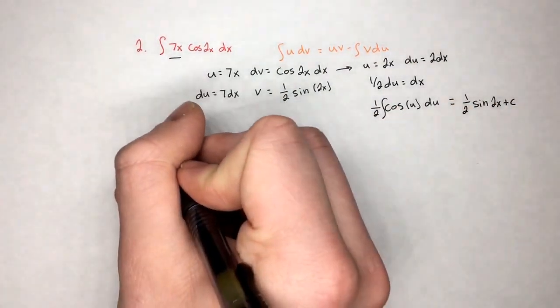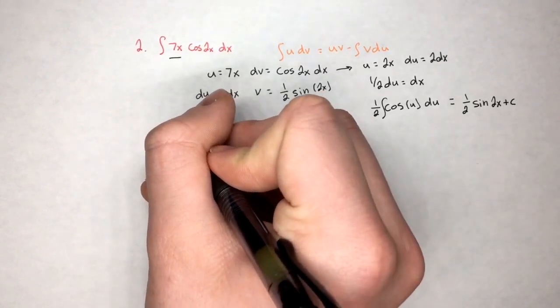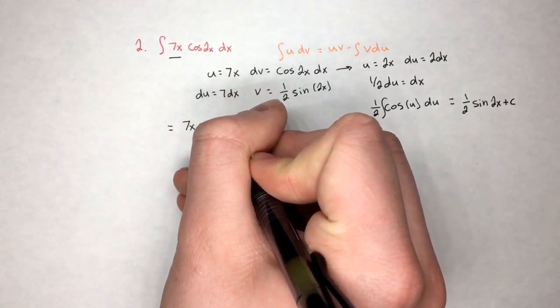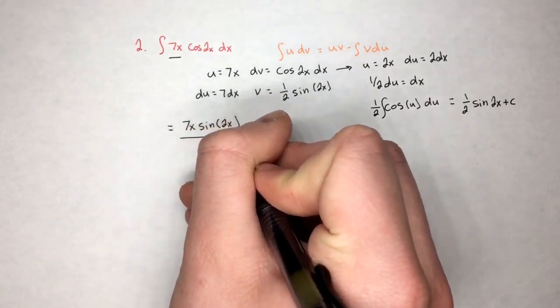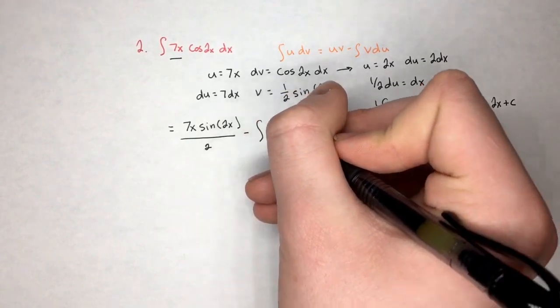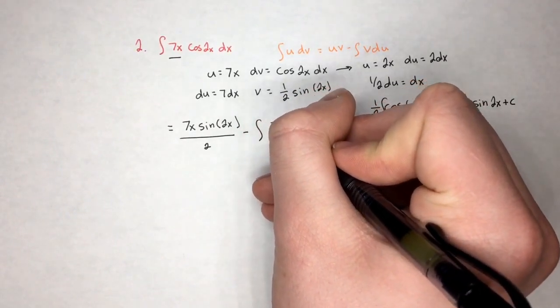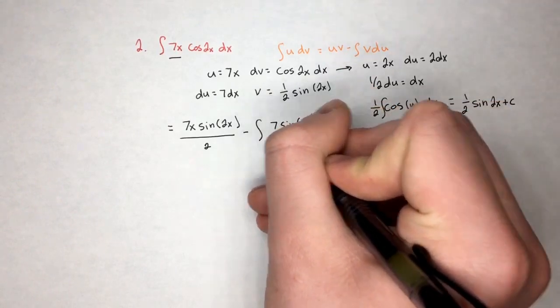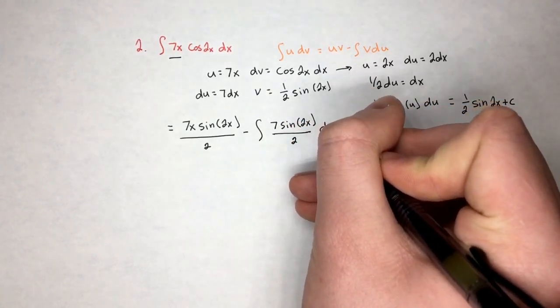And now we can go ahead and plug everything into our integration by parts formula. And so we get 7x times sine of 2x all over 2 minus the integral of 7 sine of 2x all over 2 dx.